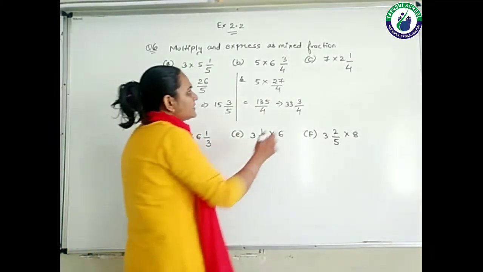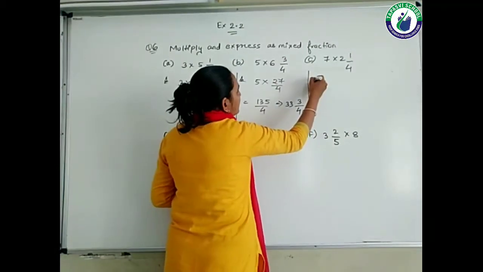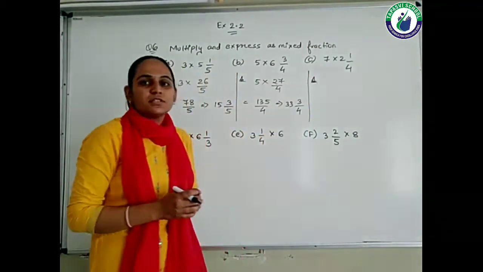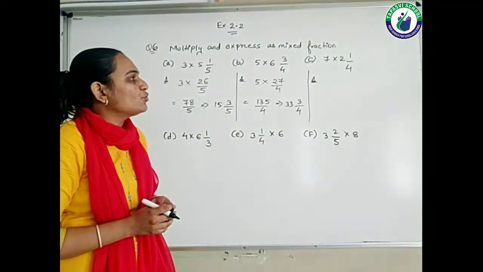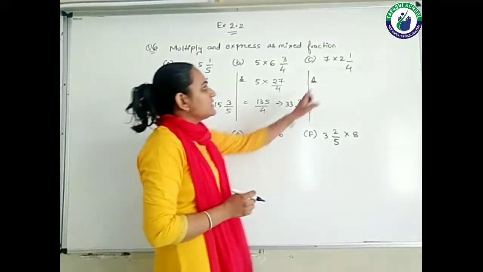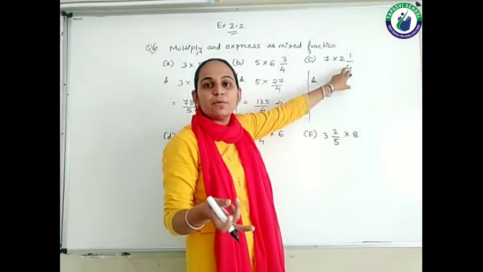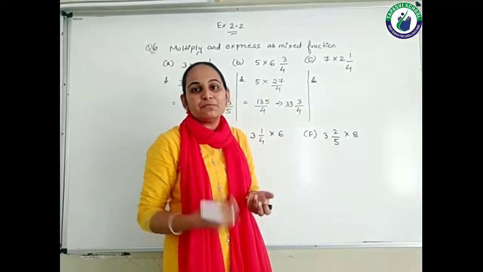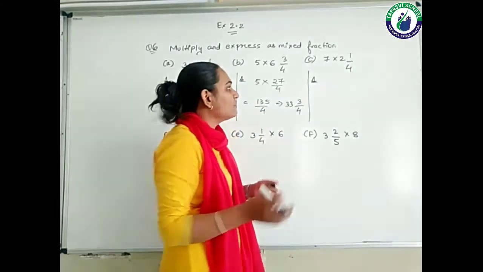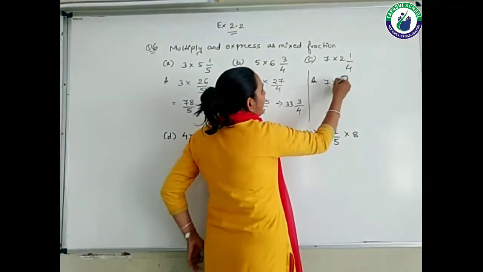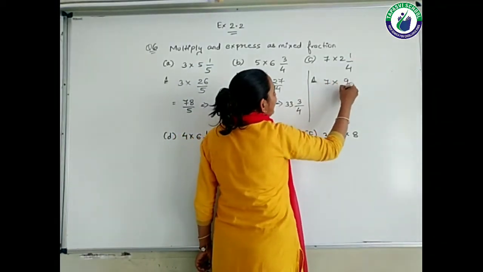Now let's see the next question. These all are the same kind only, students. So 7 into 2 integer 1 upon 4. So first we'll convert this mixed into improper, then again improper into mixed. Only this particular channel needs to be followed. So 7 multiplied by, 2 fours are 8 plus 1. So it is 9 by 4.